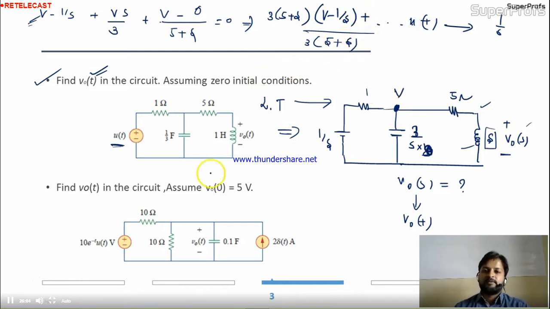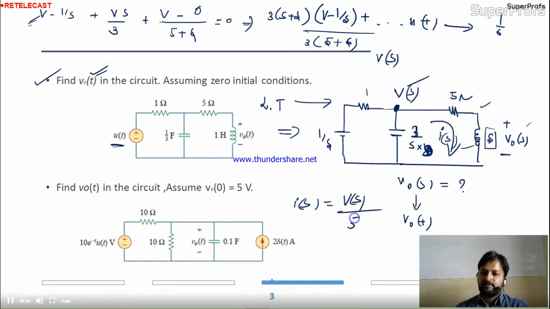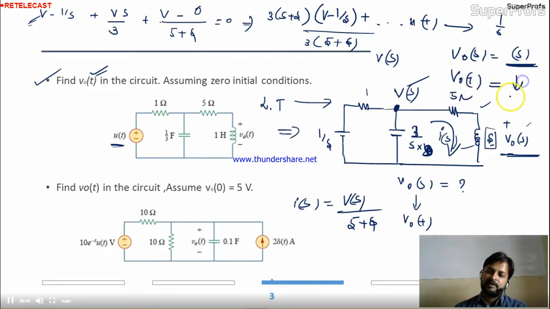You can solve it. Now what is the procedure actually? Once you get the VS, suppose this is VS, give it a name. You have to calculate this current, IS, I'm giving the name. So once you get the VS, you can easily get IS, because IS is nothing but VS divided by (5 plus S). And then you can get the V naught also. You will multiply that current with S, you will get the V naught. So V naught S you will get in the S domain. Okay. Then you will take the inverse, and it will be in the time domain.